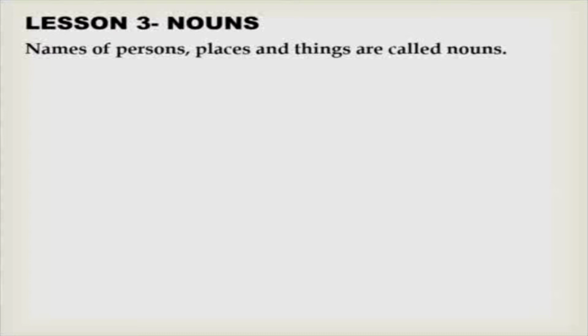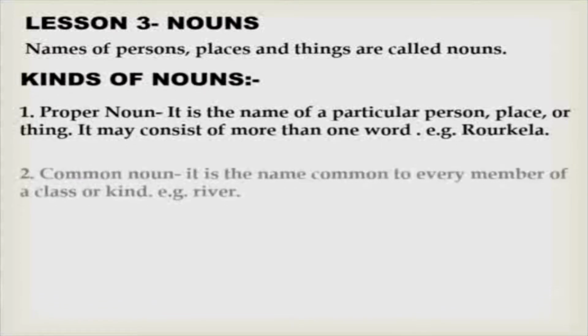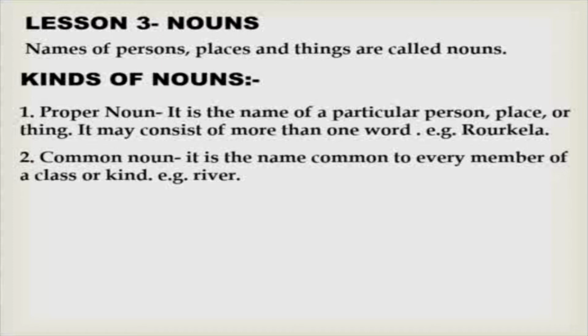For example, Rourkela. It is the name of a particular place. Then comes common noun. What is a common noun? It is the name common to every member of a class or kind. Example is river. So it can be any river.